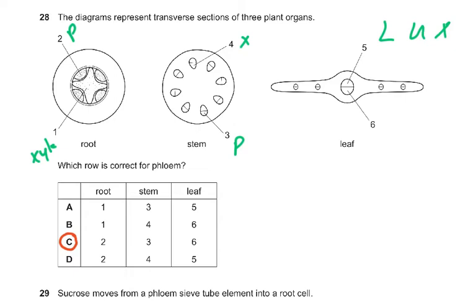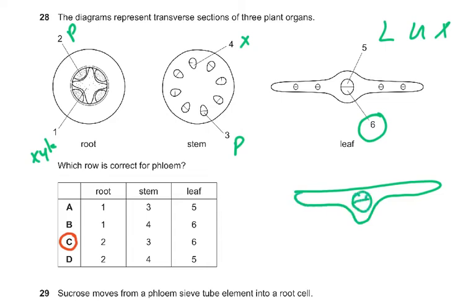So it asks which row is correct for the phloem. In the root, 2 is the phloem. In the stem, 3 is the phloem. And in the leaf, 6 is the phloem. You can't see which one is the upper side and which one is the lower side. But the 2 clues were 2 and 3, and this was then the only answer. Usually we have a leaf like this, so this is the upper side, but here the upper and lower sides were not clearly demarcated. We couldn't figure it out because the leaf is very uniform in shape.